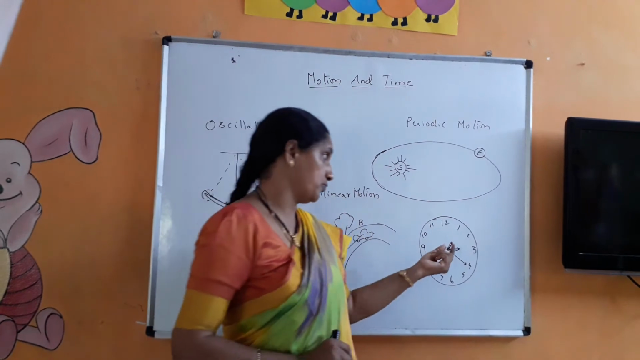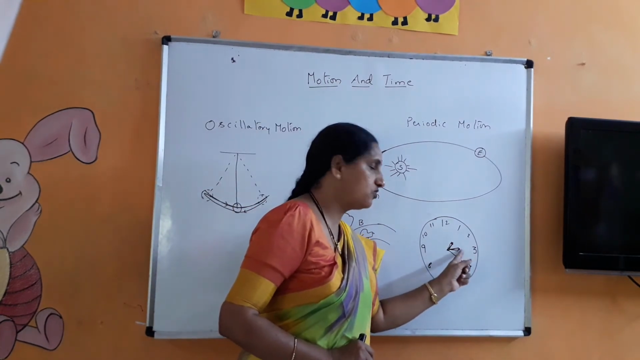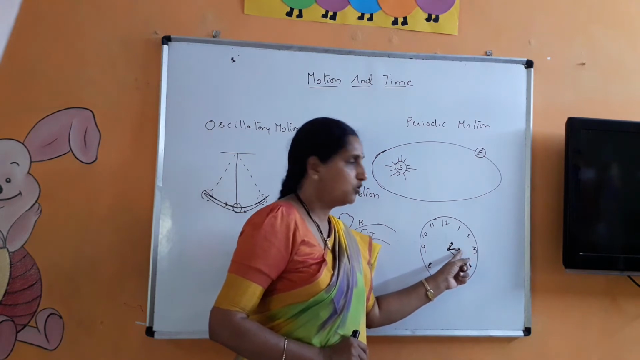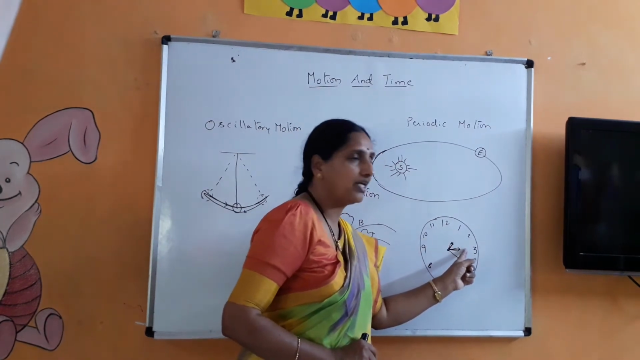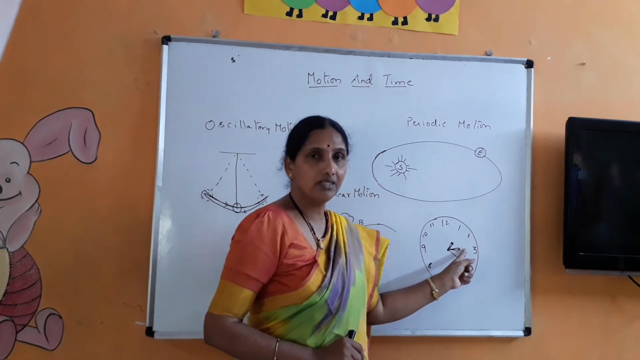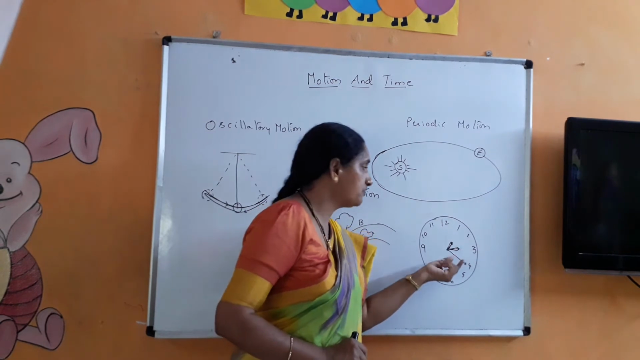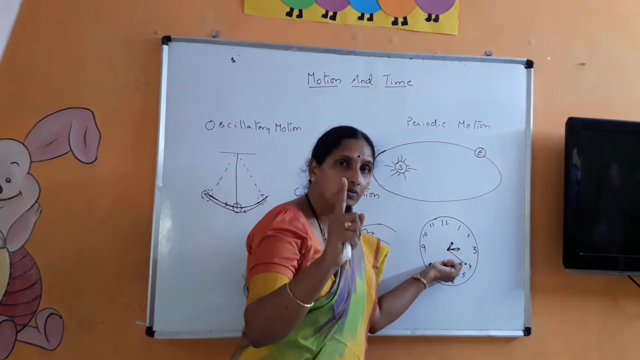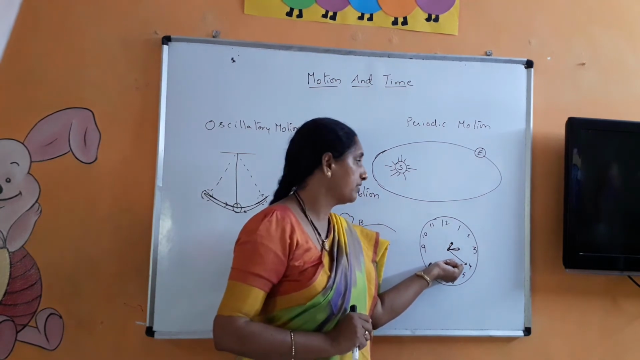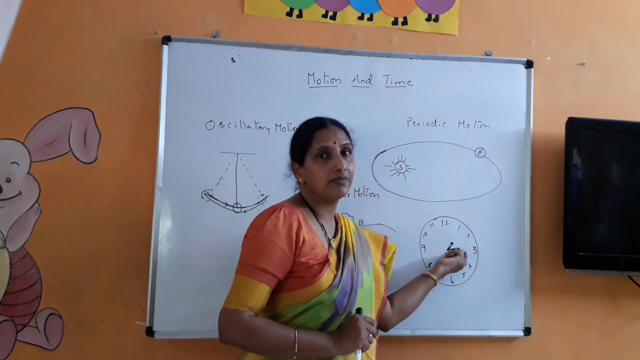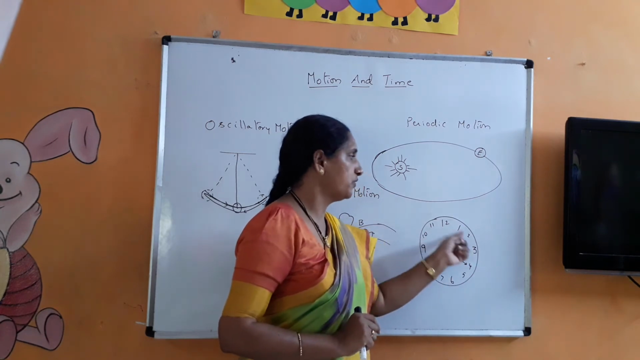Now let's come to minute's hand. Minute's hand right now is at 3. So how much time will it take to come back to 3 again? 60 minutes. Yes, you're right. That means for the seconds hand to complete one rotation, it takes 60 seconds, which is 1 minute, whereas the minute's hand takes 60 minutes to complete one rotation.